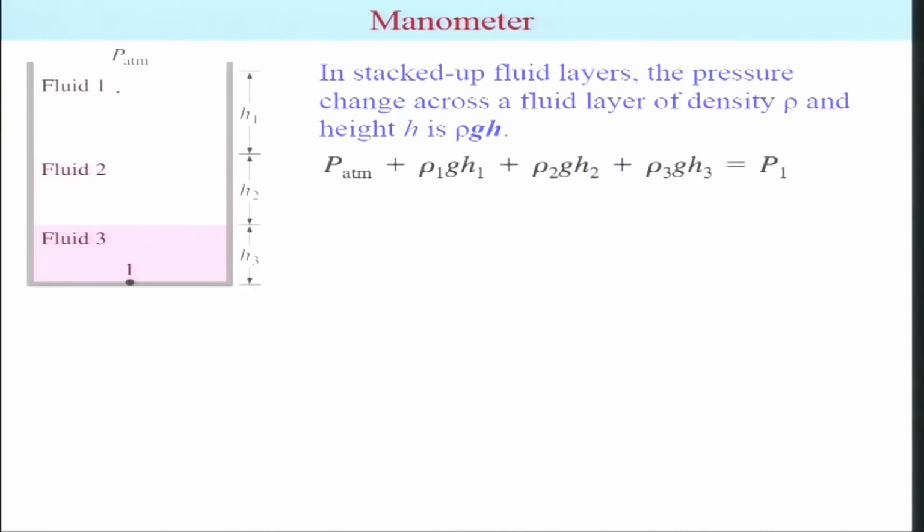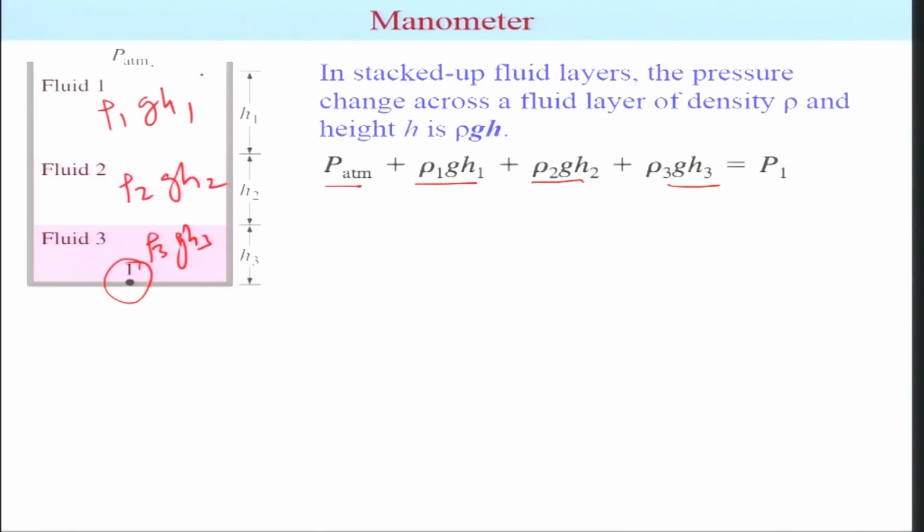So let's look at it. In this case you have three fluids, and you want to find out the pressure at the bottom one, that is represented by 1 here. So you take the pressure at the top and add up the different contributions. This comes from rho 1 g h1, this is rho 2 g h2, and this is rho 3 g h3.